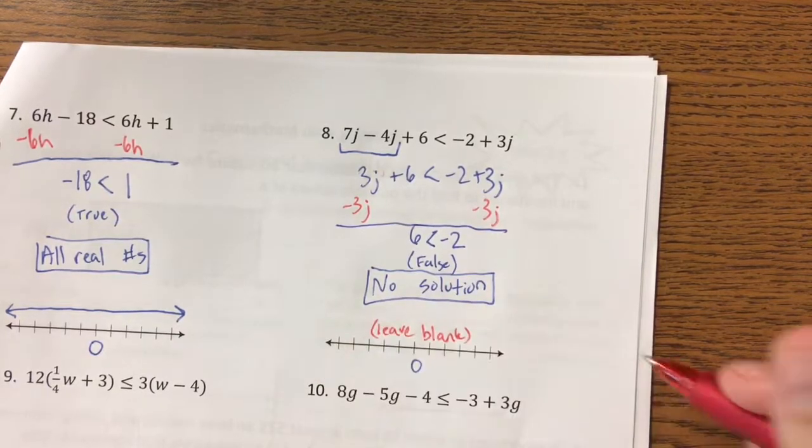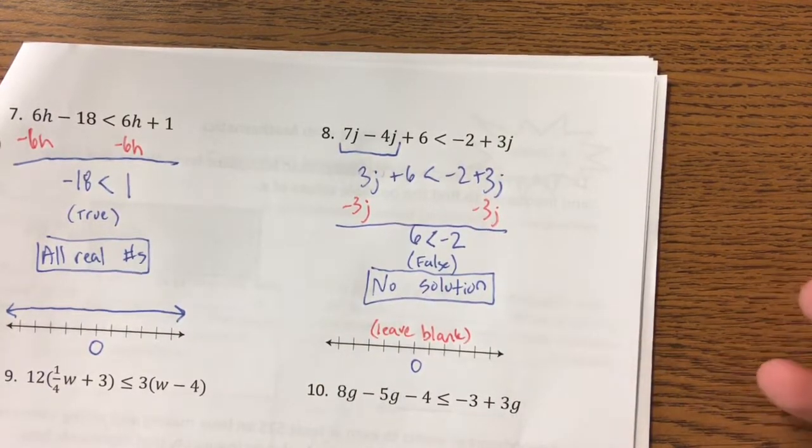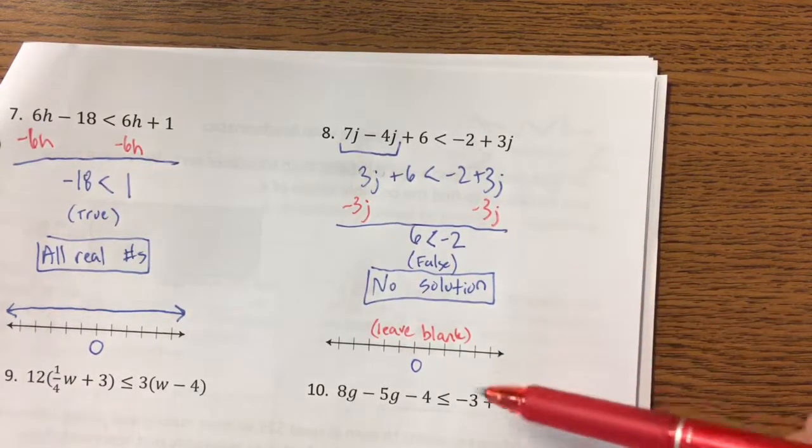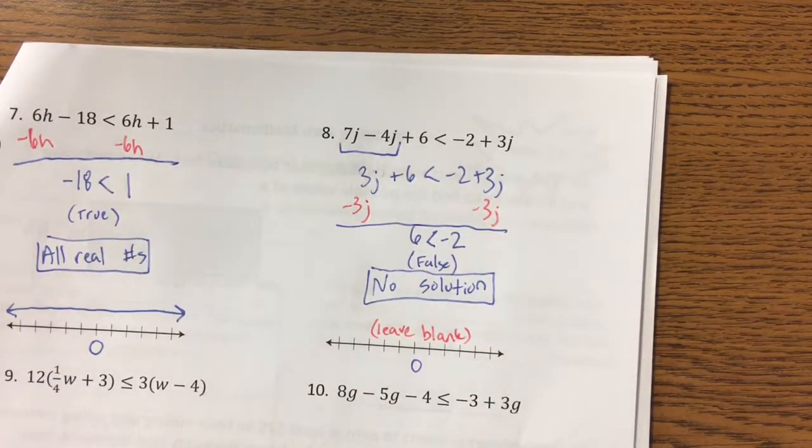But when you're working it out, don't write "leave blank" as your answer, you know what I mean? This is just for your information. You look back at this and you think, okay, how do I do that? You leave it blank. So on all the rest of them where we get no solution, I'm just going to actually leave it blank instead of saying leave blank.